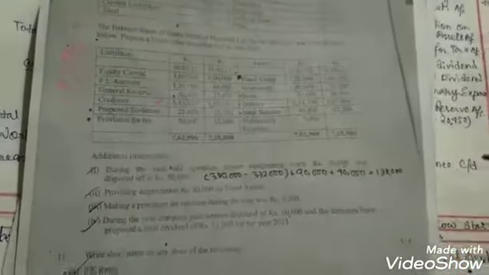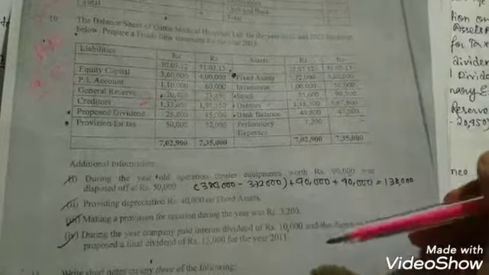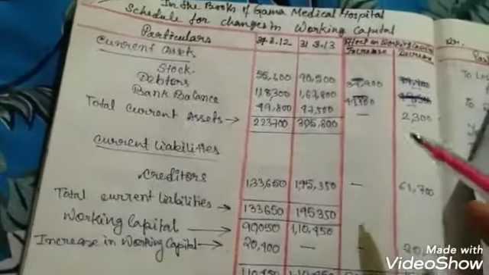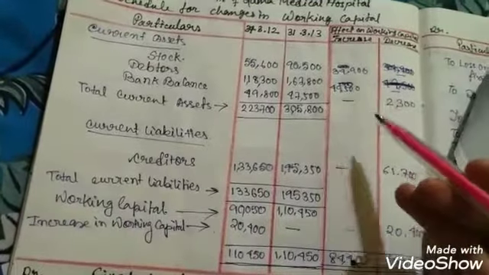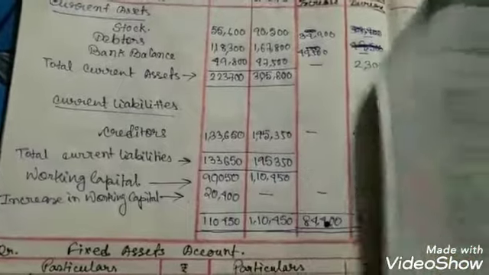So dividend of proposed dividend and interim dividend are written in here. First format is schedule of changes in working capital. So current assets, stock, debtors, bank balance and current liabilities, creditors.